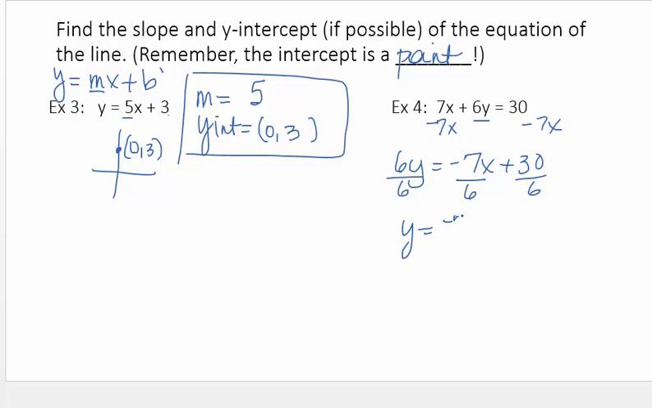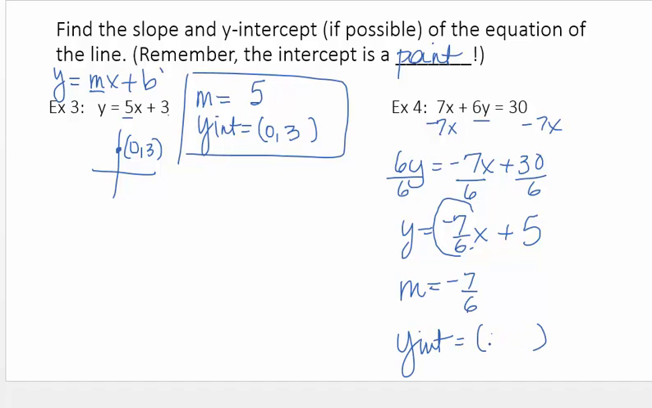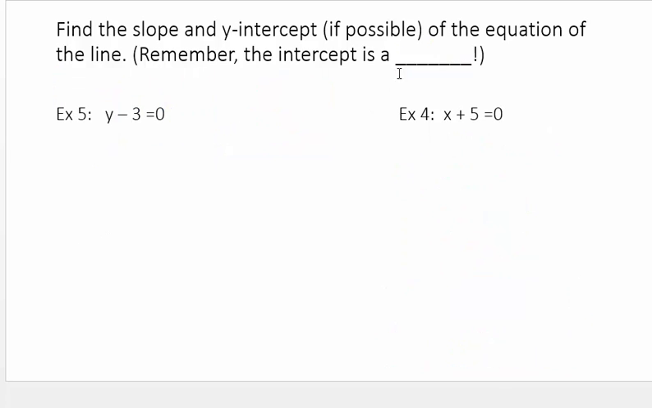So y equals negative 7/6 x plus 5. 30 divided by 6 is 5. So I always reduce that. So then I can analyze, what is my slope here? Well, what's the coefficient of x? The number with the x. Well, that's negative 7/6. And the y-intercept is a point, recall. It's 0, comma something, and that something is right there. That's the 5. Okay? There's your y-intercept. Again, doing the same thing as we were before, remembering that the intercept is a point.